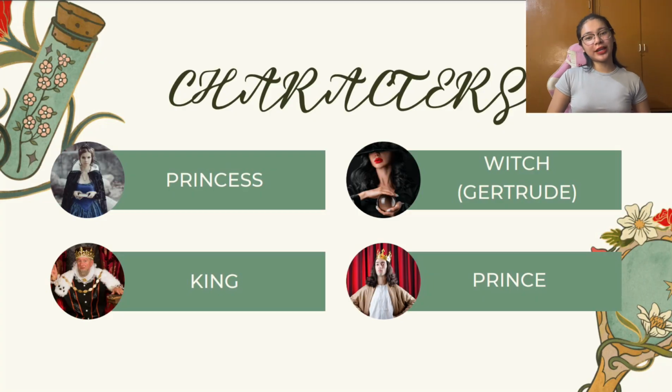Now let's talk about the characters. We all know the characters are the people or creatures who drive the story forward. We follow their actions, their thoughts, and feelings as they navigate the plot. In this story, we have the princess, a beautiful young woman who is celebrating her birthday. We also have the king, the princess' loving father who throws a grand party for her. We have the witch, Gertrude, a grumpy and joyless witch who dislikes laughter. And we have the prince, a brave and determined prince who arrives to awaken the sleeping princess.